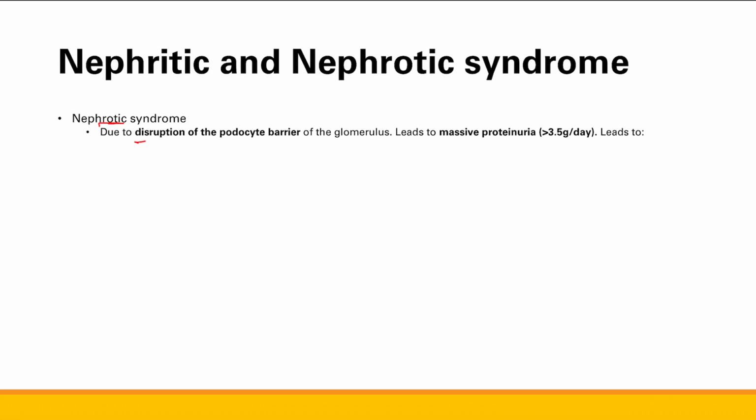You disrupt the podocyte barrier, you're going to get a lot of protein that is able to leak from the blood vessel into the Bowman space, into the tubules. So you're going to lose a lot of protein. A lot of protein is going to go into your urine, and this is a key finding here: massive proteinuria. Okay, massive proteinuria due to disruption of that podocyte barrier is seen in nephrotic syndrome.